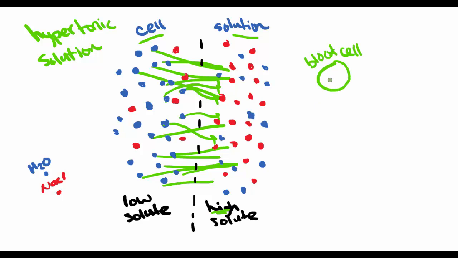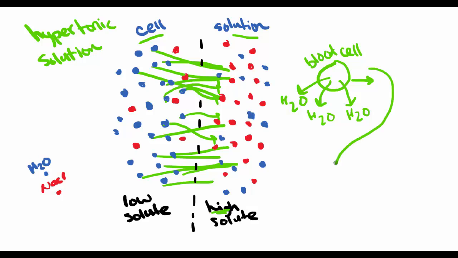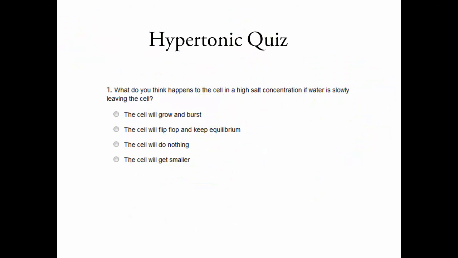Water molecules are leaving the cell more freely because they are not as obstructed by the solute particles. Water isn't entering the cell because the molecules are being blocked by the higher concentration of sodium chloride. What do you think happens to the cell in a high salt concentration if water is slowly leaving the cell? The cell will shrivel up, kind of like jerky.